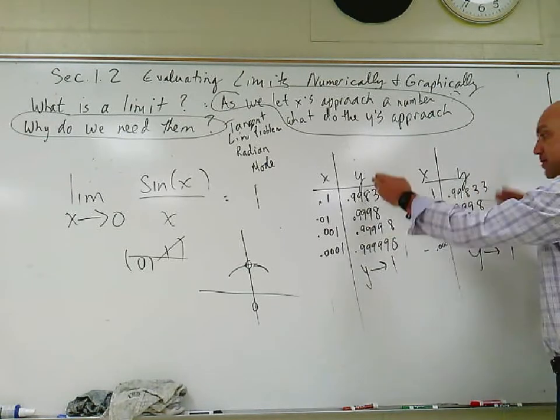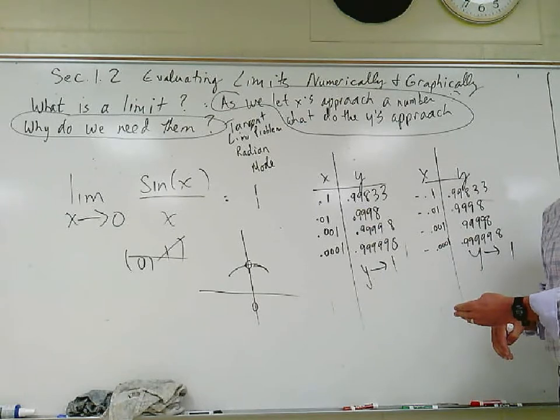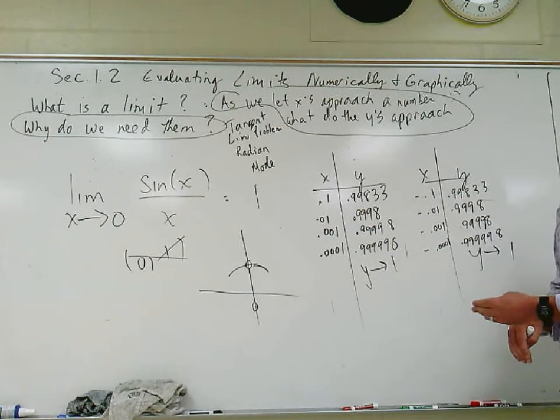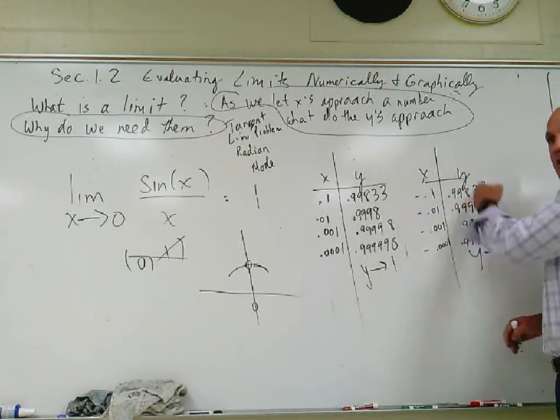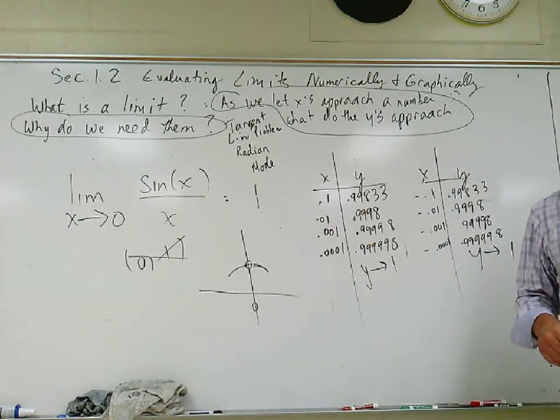Questions. What happens if this doesn't go to a number? Right? What if there's no pattern? Then there's no limit. And we'll look at that. What if this one went to 1 and that one went to 5? Again, then you would just say it does not exist.